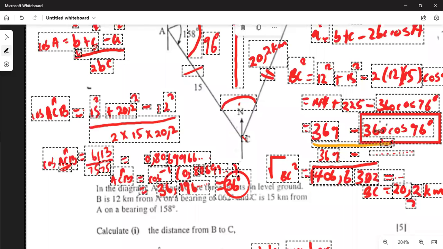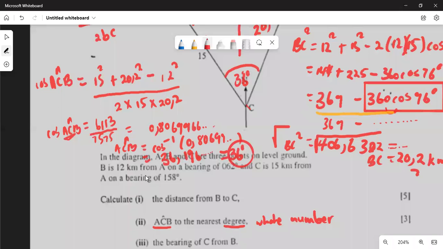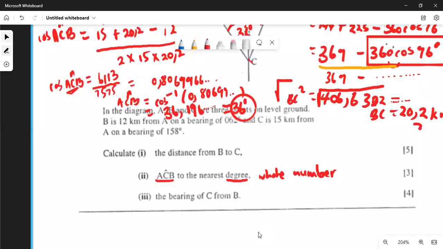Okay, so that means here we can even indicate our angle here as 36 degrees then. All right, then the other question: what is the bearing now? Here we need the bearing of C from B. Okay, so the bearing of C from B, and it's actually 4 marks.